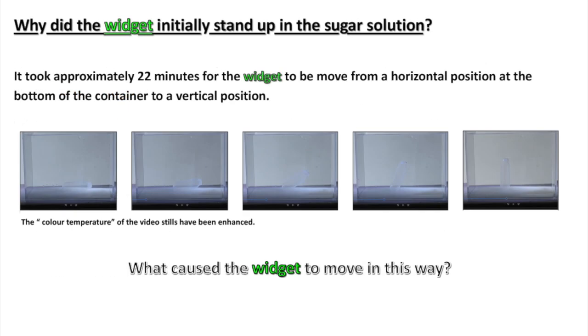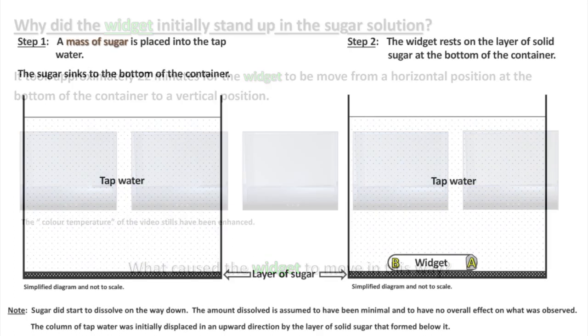Why did the widget initially stand up in the sugar solution? It took approximately 22 minutes for the widget to move from a horizontal position at the bottom of the container to a vertical position. What caused the widget to move in this way?